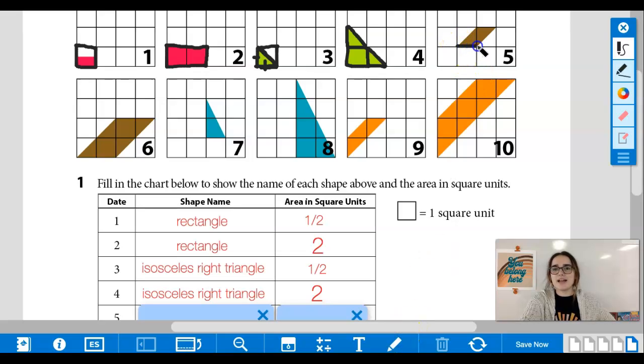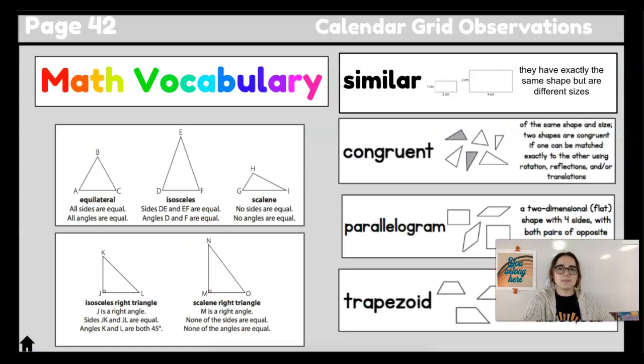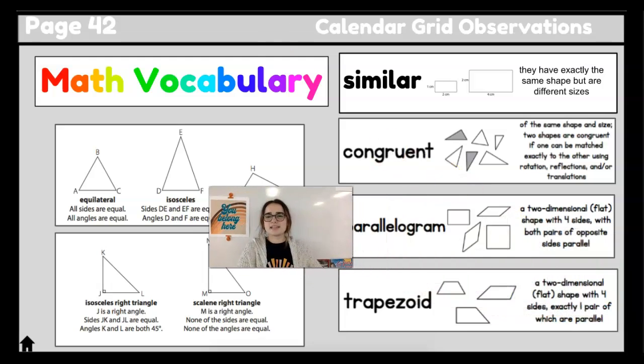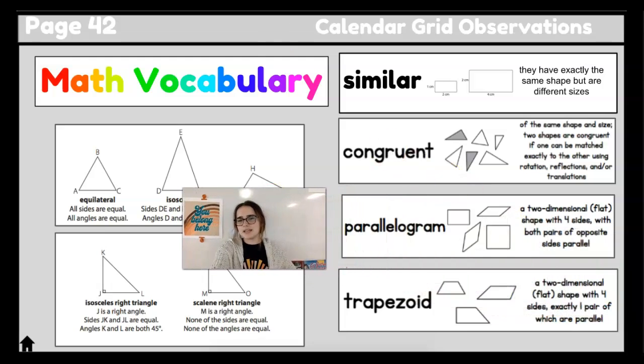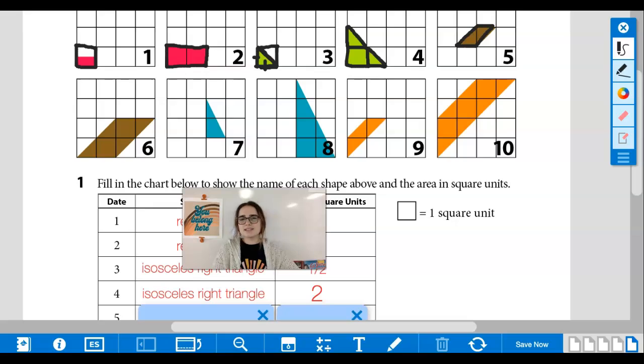Shape number 5. What do we think? Let's go back to our vocabulary. We know it's not a triangle because it doesn't have only 3 sides. So it's got to be a parallelogram or a trapezoid. Does this shape have 2 sets of parallel sides, 2 pairs of parallel sides, or just 1 pair?